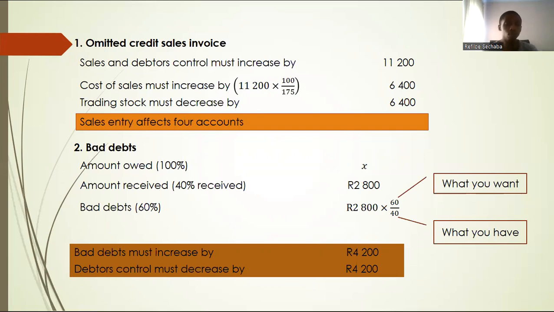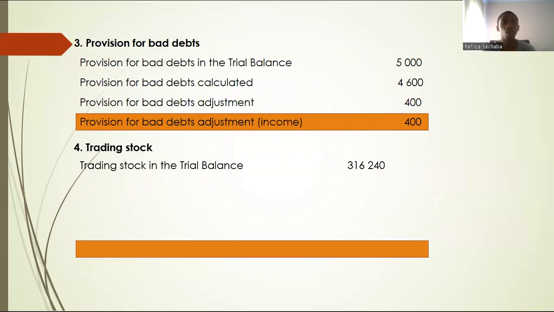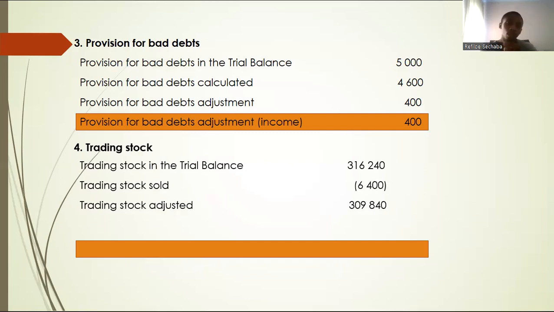So our trading stock is no longer sitting at 316,420, the amount that was given to us. We need to reduce it because we sold some of it. So we're going to reduce that, the adjusted trading stock.